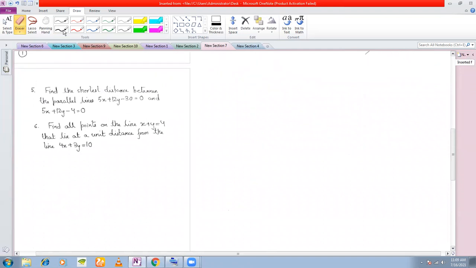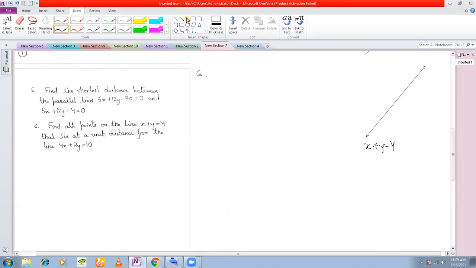Number 6, find all points on the line x plus y is equal to 4 that lie at a unit distance from the line 4x plus 3y is equal to 10. The given line here is x plus y minus 4. You need to find all the points on the line which are at a unit distance. Unit distance means 1 unit from the line this.